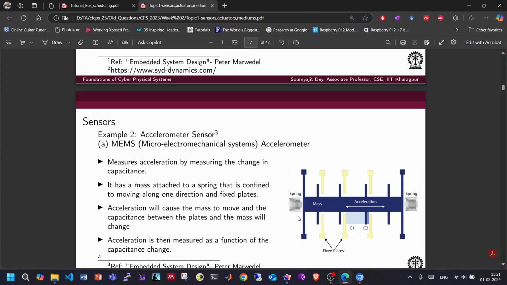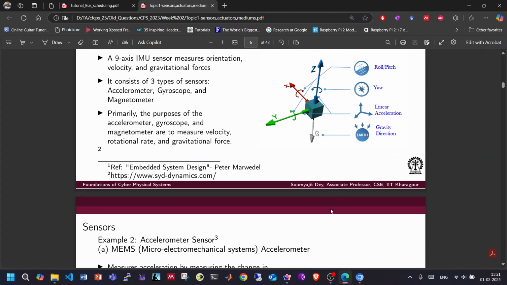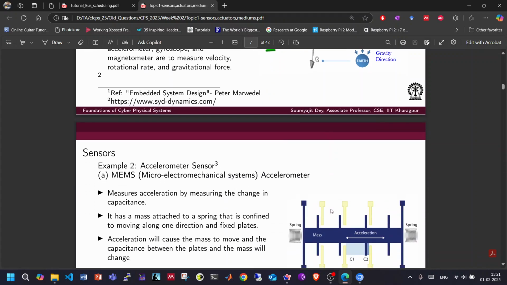To measure along different axes, we will obviously deploy multiple electrodes in multiple directions with multiple masses, and maybe we can use one mass also. If there are multiple plates and we measure capacitance along every axis for those electrodes, we will get how much acceleration there is along each of the axes. So this is one way of doing it.